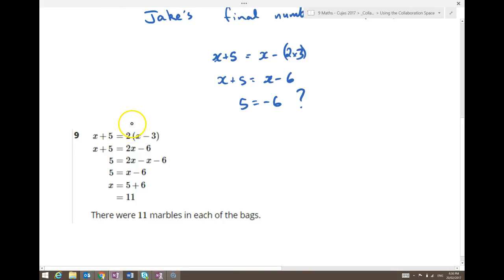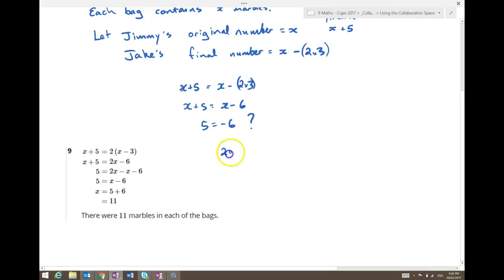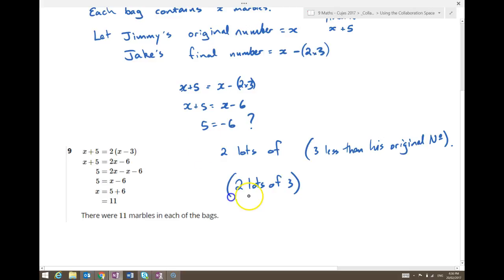But look at what they've done here. For Jake's final number, they've said he's got 2 lots of bracket 3 less than his original number. But on first reading, this is what it sounds like. 2 lots of 3 less than his original number. So it's just a poorly worded question. You see how it's ambiguous. That's a way to describe something that can have 2 different meanings and they're both equally valid. They haven't made it clear which one they wanted us to use.